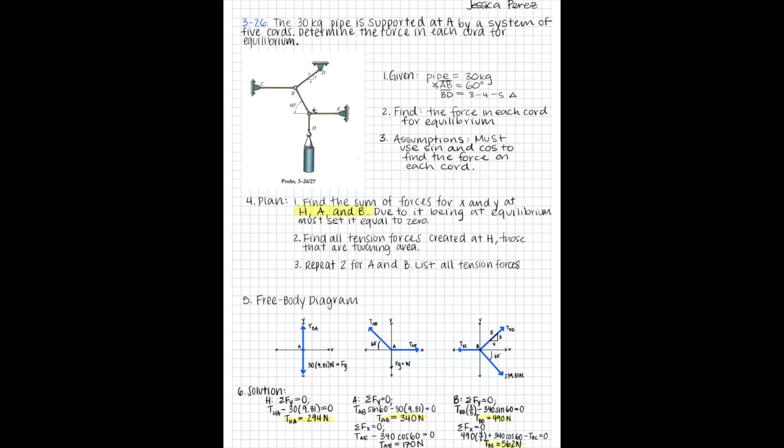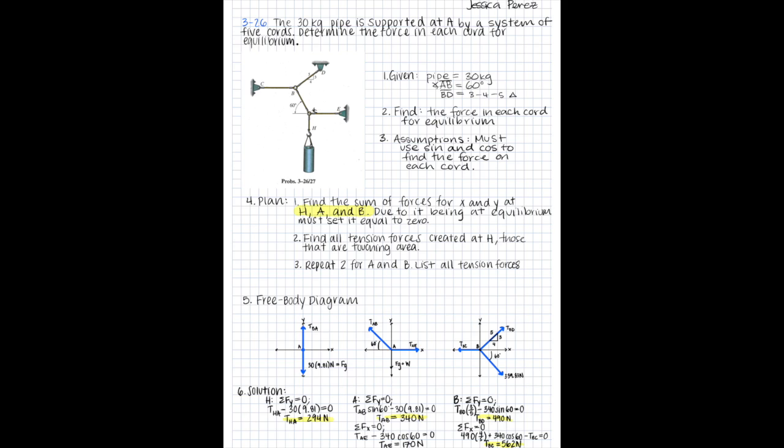For the first one, H, we see that there's no X components involved, so we only solve for the Y component, which because it's at equilibrium, it will be equal to 0. So we get the tension from HA minus the weight times gravity, which equals 0, and that results in the tension of HA equal 294 newtons.